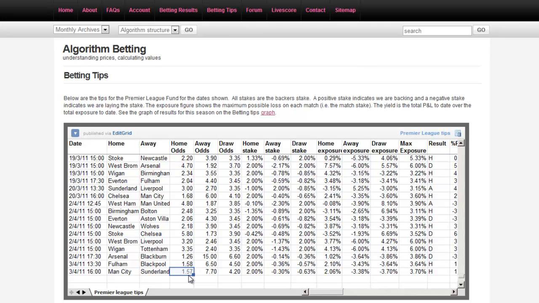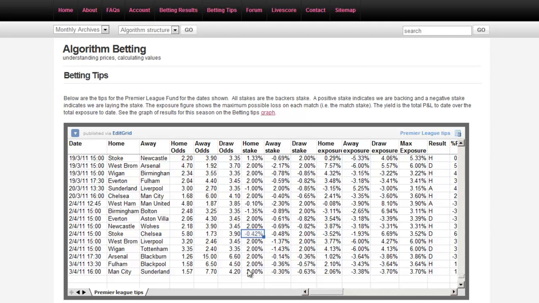So 1.57 were the odds on Man City as favourites, 7.7 on Sunderland as rank outsiders, and 4.2 on the draw. The percentages refer to your betting fund. So for example, if you've got a £100 betting fund, we're suggesting that you place a bet of 2%. Now, because it's positive, we're suggesting a back bet. So 2% of £100 is £2. If your betting fund was £200, we're suggesting a £4 back bet.